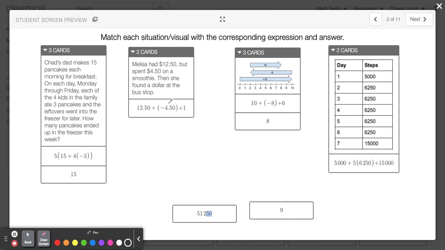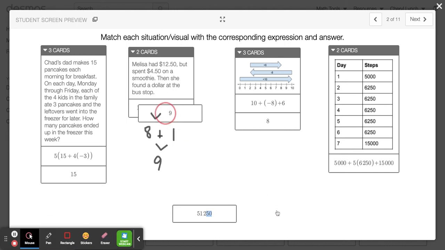12.50 plus negative 4.50 plus 1. Okay, so 12.50 plus negative 4.50, or 12.50 minus 4.50. Well, I know 12 minus 4 will give me $8, and 50 cents minus another 50 cents will give me 0. So after the smoothie, I have $8 left, plus I found $1 on the street. So I have a total of $9, and sure enough, I have 9 as one of my solutions. So I'm just going to grab this one, put it in this card stack.